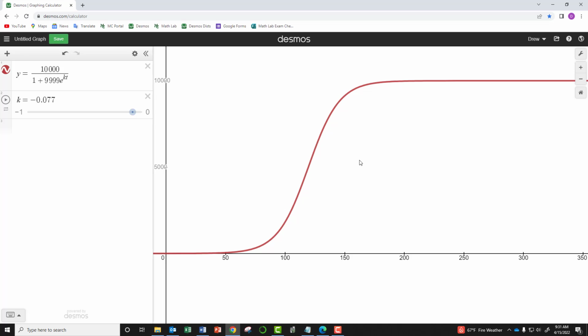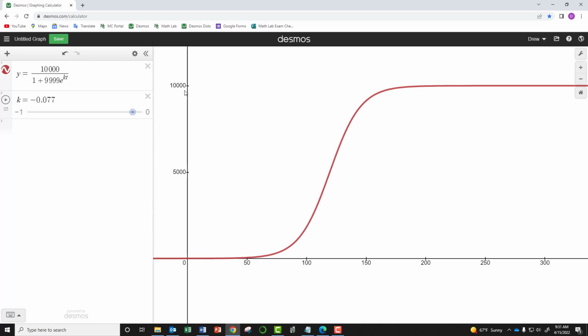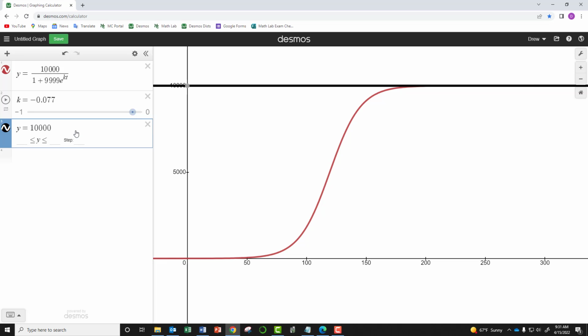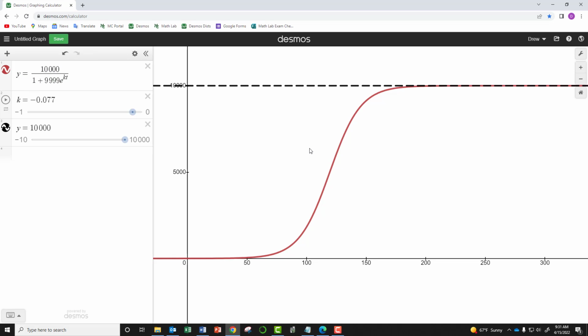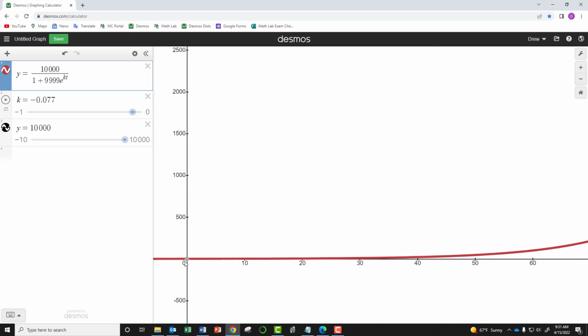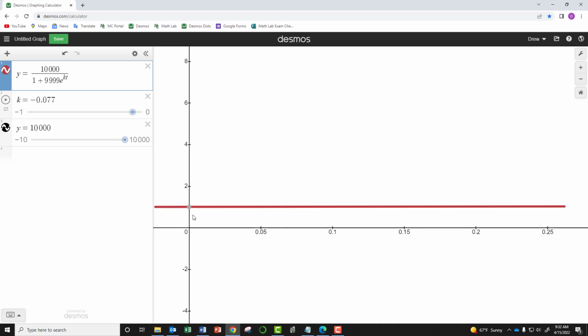Okay, so remember this red curve is now representing the number of cows that are sick out of 10,000. So this horizontal line up here, this black dotted line, is 10,000 cows. And so on day 1, or day 0, only 1 cow is sick. So it would be very, very small. We have to zoom way in to day 0 to find that 1 cow is sick on day 0.